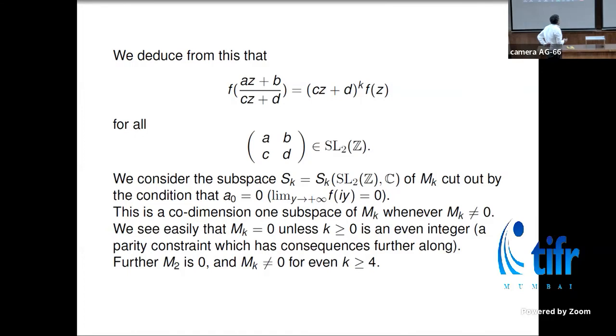And M_k is 0 unless k is bigger than or equal to 0 and is an even integer. And whenever k is bigger than or equal to 4 and even, then M_k, the space of weight k modular forms on SL_2(Z), is non-zero. So these are some basic facts about these modular forms, and the fact that M_k vanishes for k odd for the group SL_2(Z) has some consequences in terms of Galois theory. It concerns which Galois representations spaces of modular forms can account for. There's a parity constraint on the side of Galois representations.